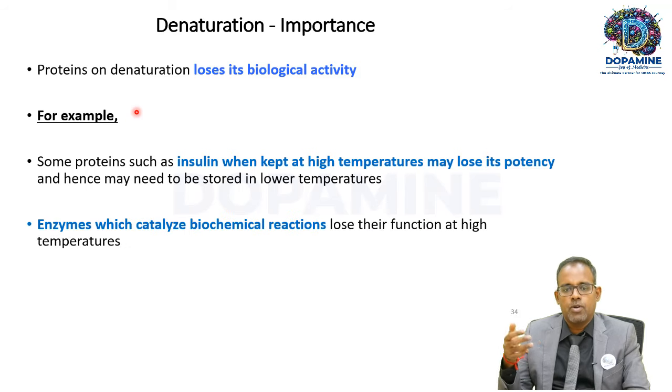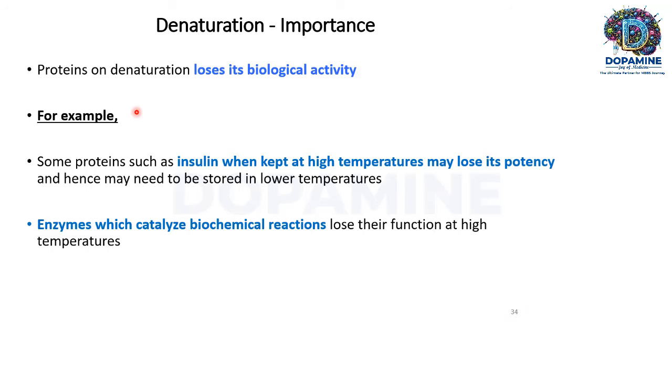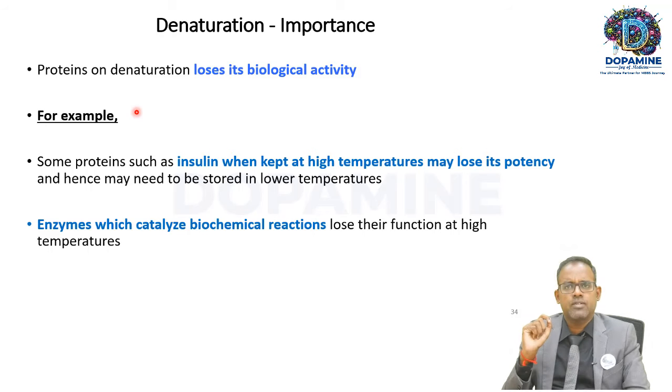That's one important point. Enzymes which catalyze the biochemical reactions lose their functions at high temperatures. A simple example is this: take the gastric enzyme lipase. Lipase is active only in acidic pH, because the stomach environment is extremely acidic. If you take that lipase and put it in the duodenum, it is not going to act, because duodenal pH is alkaline. At that pH it can get denatured. So that's one point.